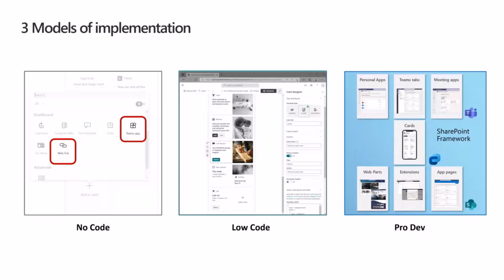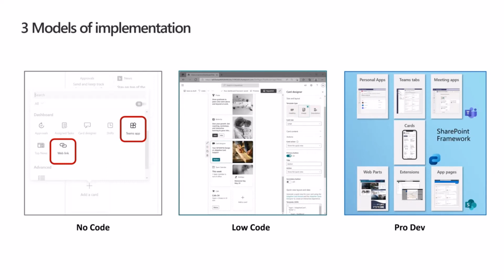You have what we call the no-code cards, which are basically cards that can be used from the get-go to create an entry point to an existing application. For example, we have the Teams app card that gives you the ability as an operator to configure a dashboard and point to an existing Teams application. Or you have the web link card, which does something similar, but instead of a Teams application, it points to an existing web application, like links to SharePoint pages or third-party sites.